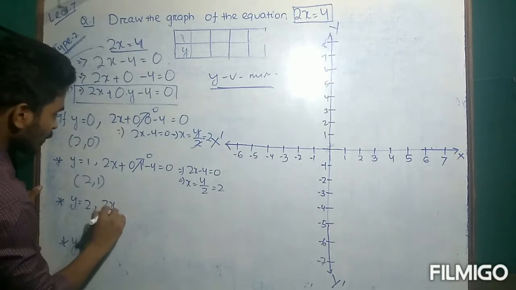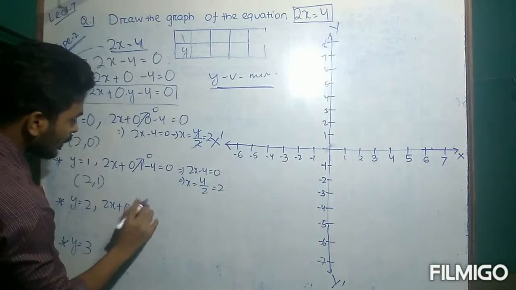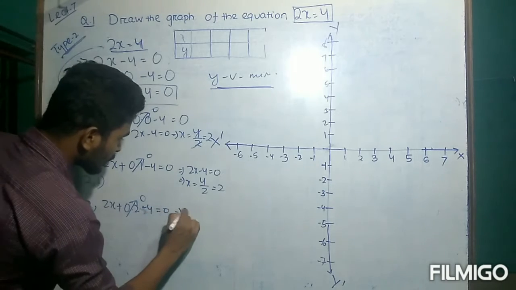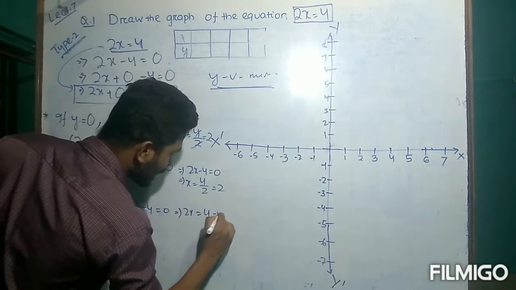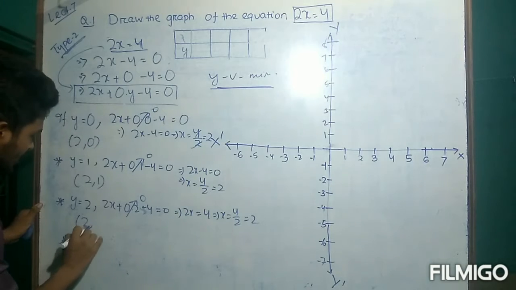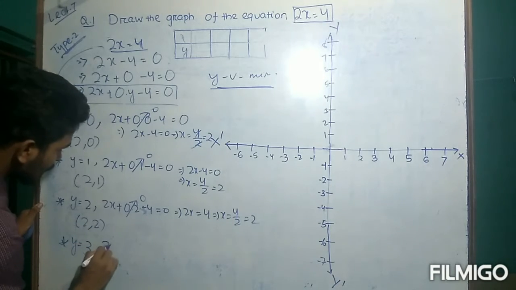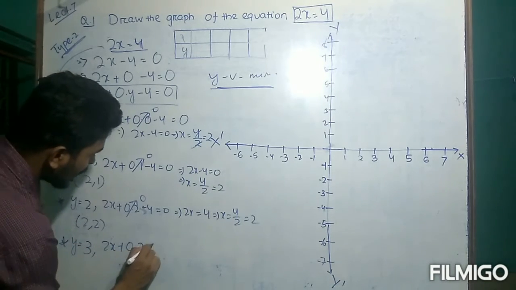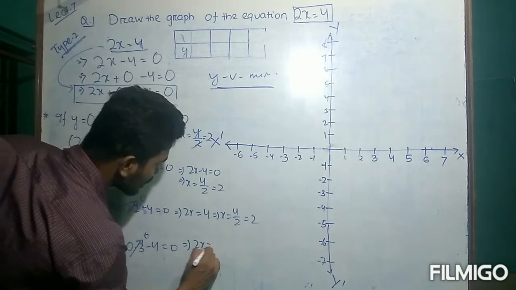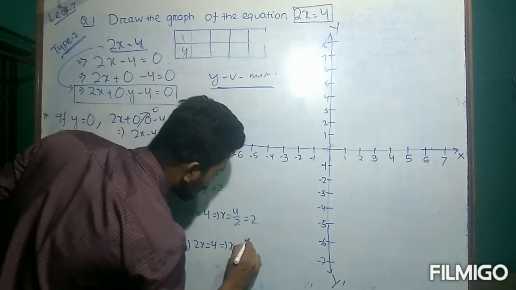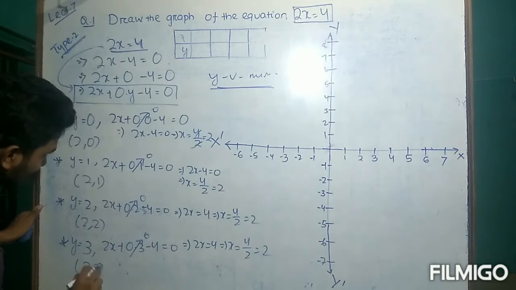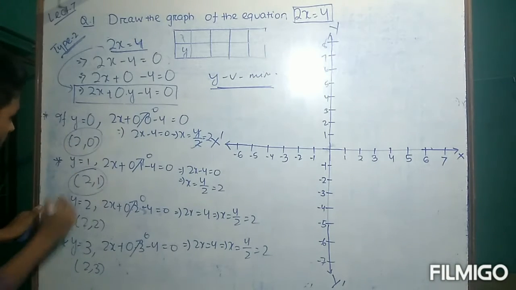Similarly, for y is equal to 2, it will be 0 into 2 minus 4 is equal to 0. This is 0. So 2x is equal to 4, which implies x is equal to 4 by 2, that is 2. The solution is (2, 2). For y is equal to 3, the equation will be 0 into 3 minus 4 is equal to 0. This becomes 0. So you get 2x is equal to 4, which implies x is equal to 2. So the solution is (2, 3), and now we have the 4 solutions.